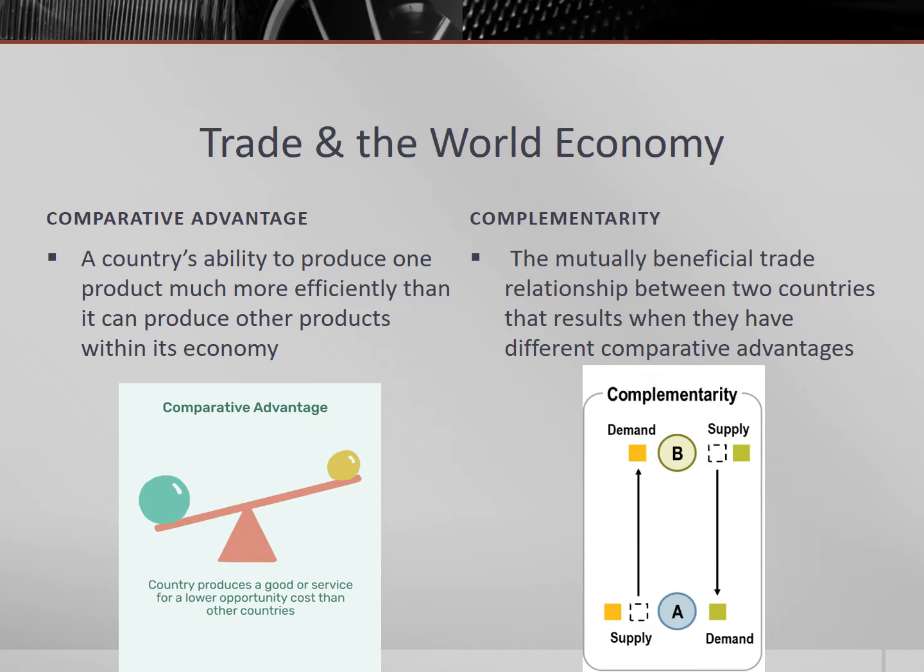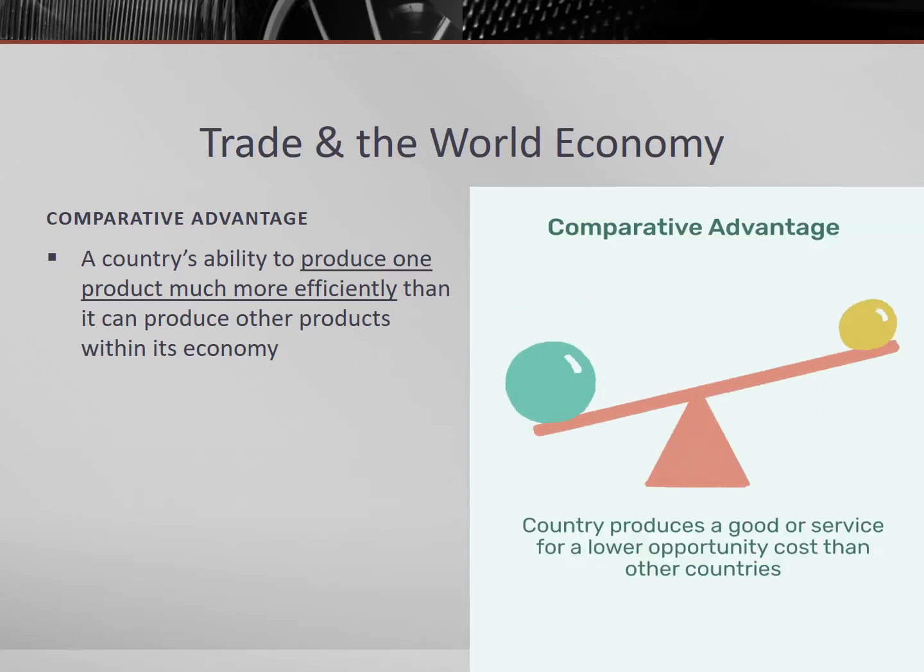Comparative advantage is a country's ability to produce one product much more efficiently than it can produce other products within its economy. By producing something more efficiently, it creates a cost advantage through economies of scale. But comparative advantages can come in many different forms. A country may have a comparative advantage in labor because they have a huge workforce that will work for relatively low wages, like textiles that are produced in Bangladesh or Vietnam.